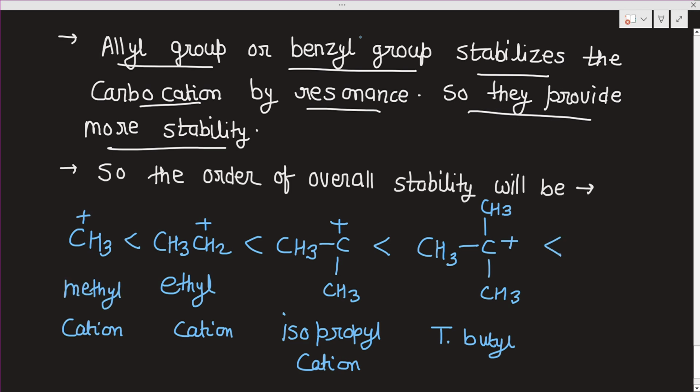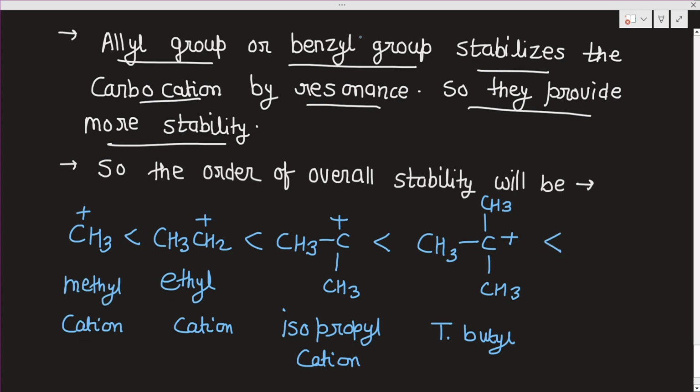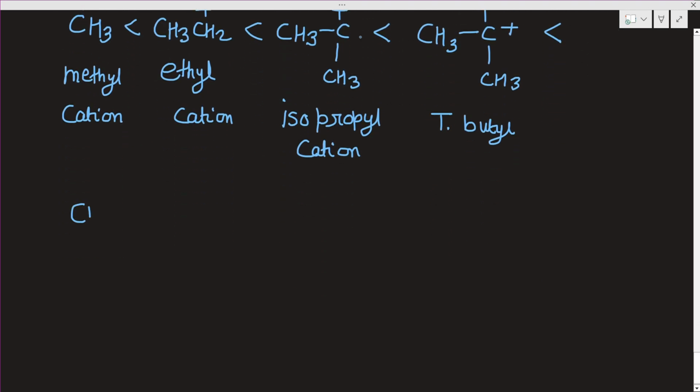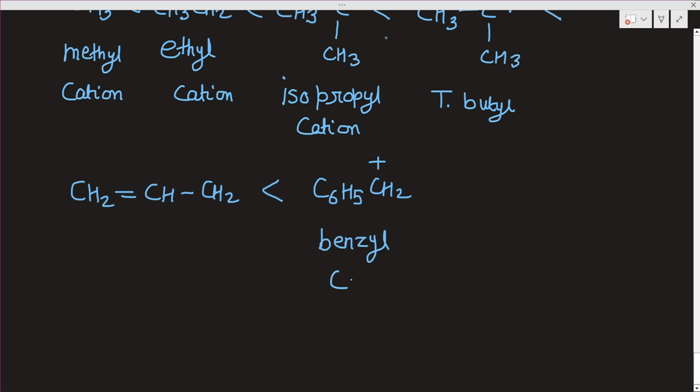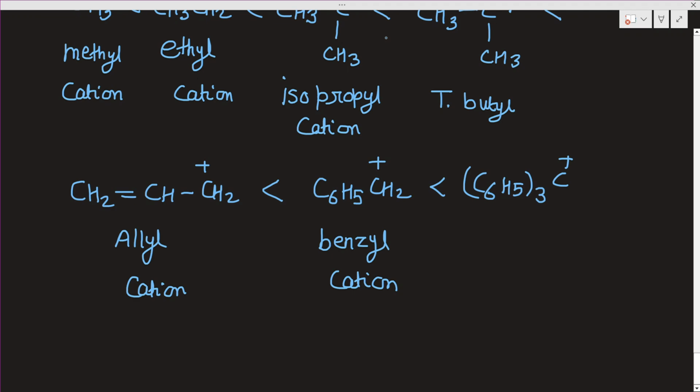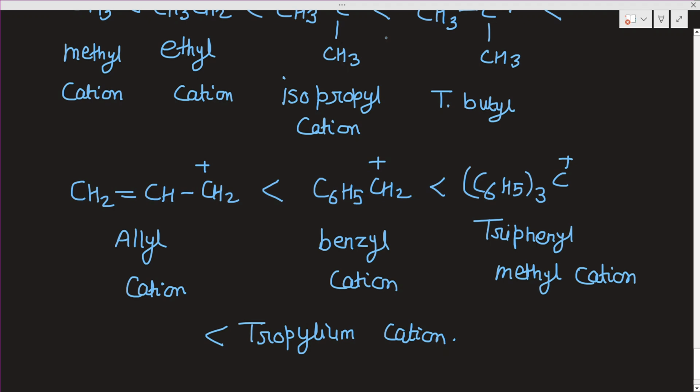And then you can write, the stability will be more in the case of CH2=CH-CH2 plus. Then for C6H5 CH2 plus, this is called benzyl cation. And this one is called allyl cation. And more will be for (C6H5)3 C plus. This is called triphenyl methyl cation. And then most stability will be for tropylium cation. So this is all about the carbocation.